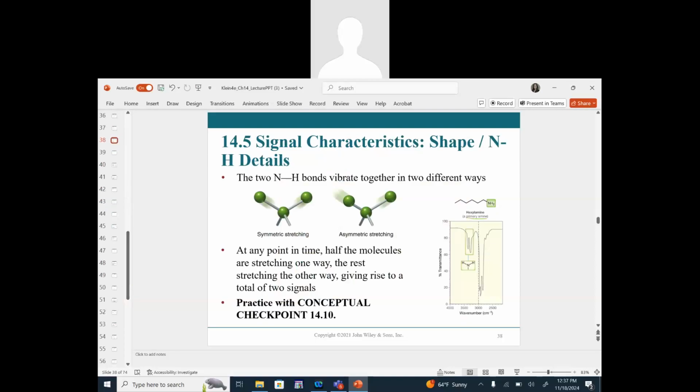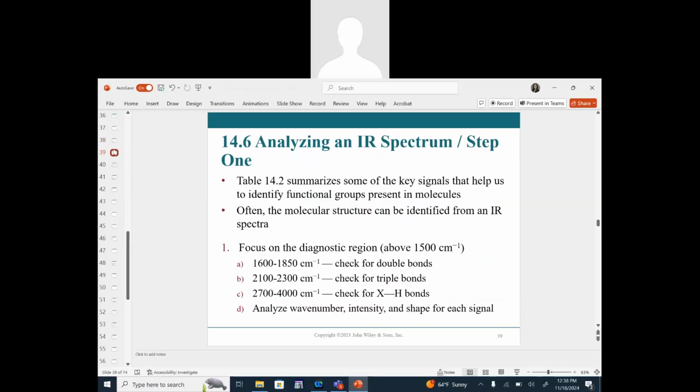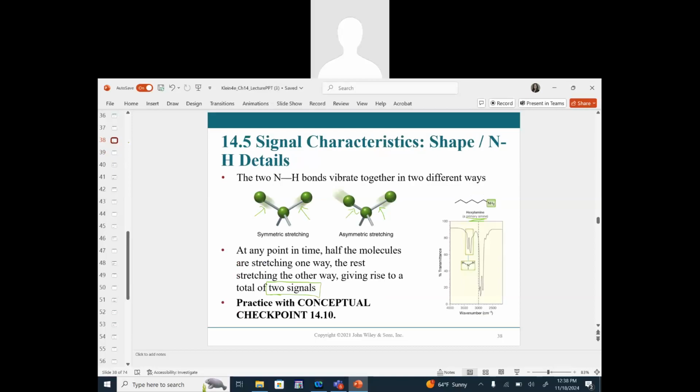When we have a primary amine, here we have hexylamine shown, we see that these two NH bonds vibrate together in two different ways. Here's one of those NH bonds, here's another NH bond indicated, and we can see either symmetric stretching or asymmetric stretching for those same bonds. But at any point in time, half the molecules will be stretching one way and the rest will be stretching in another way. And that's why we have these two signals shown for a primary amine, whereas we only have a single signal shown for a secondary amine.